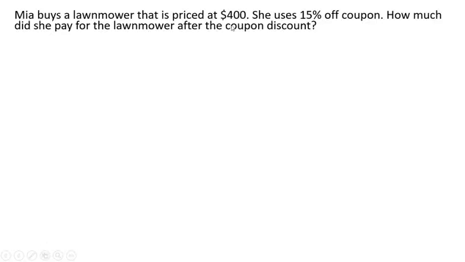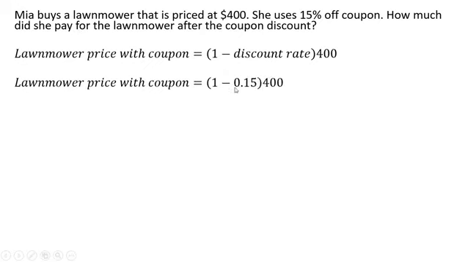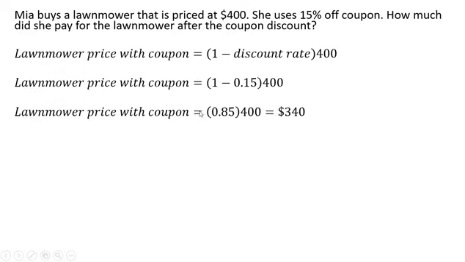Mia buys a lawnmower that is priced at $400. She uses a 15% off coupon. How much did she pay for the lawnmower after the coupon discount? So the lawnmower price with the coupon is 1 minus the discount rate, times 400. So we're going to subtract the discount rate, minus 0.15. So in parentheses, we got 0.85. 0.85 times 400. She would have paid $340 for the lawnmower.